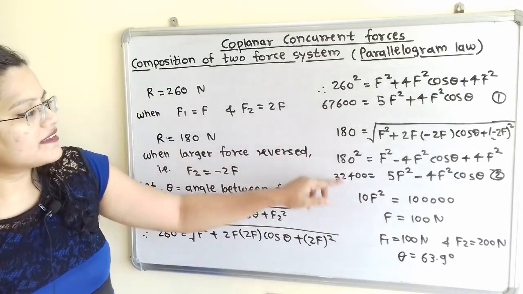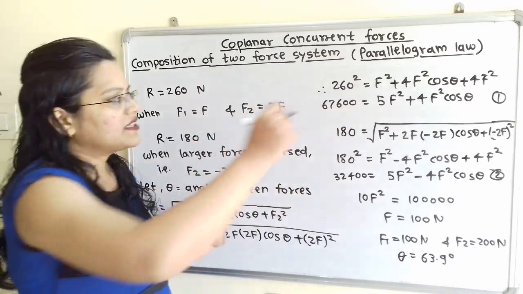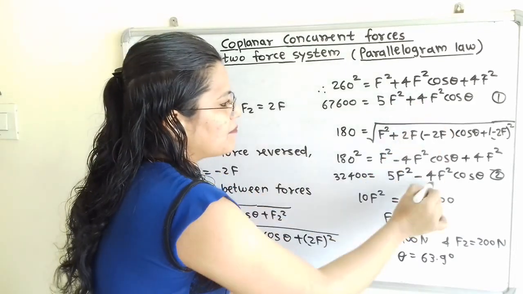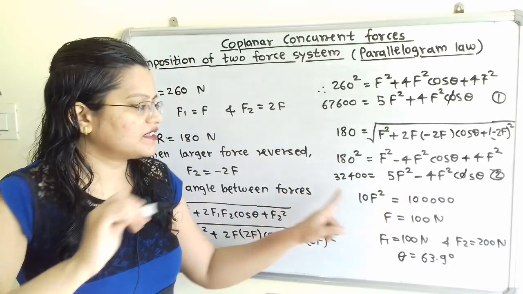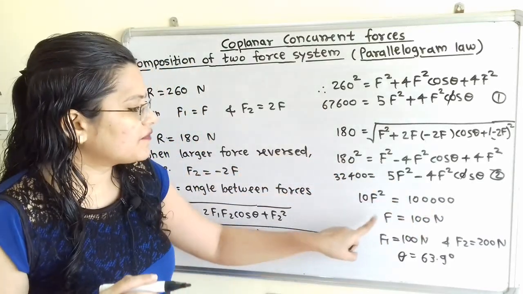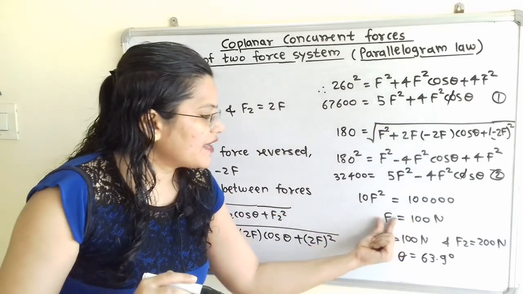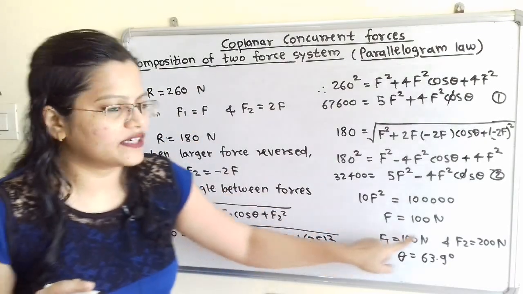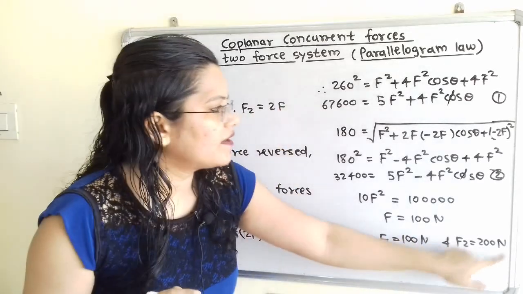Now when we add these two equations, equation number 1 and equation number 2, then this 4F square cos theta and 4F square cos theta are having plus and minus signs. So it is getting cancelled. 5F square plus 5F square, that is 10F square, and when we add this, here is the value. Therefore F is equal to 100 Newton. Now this F is nothing but F1. F1 is equal to 100 Newton. And what is the value of F2? So F2 is equal to 200 Newton.